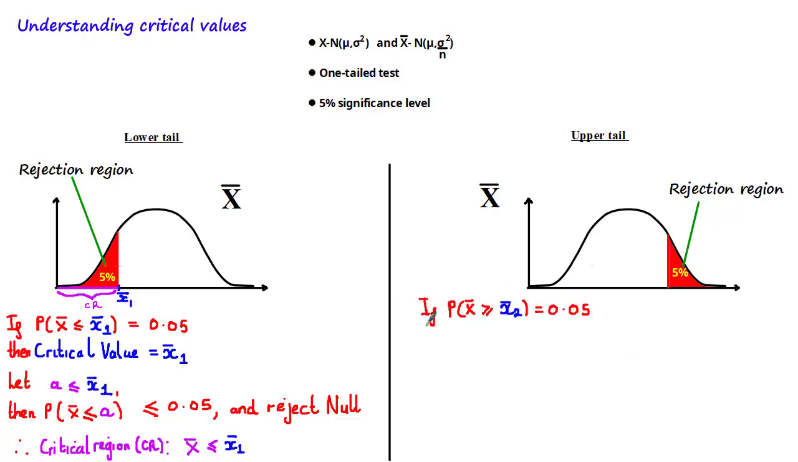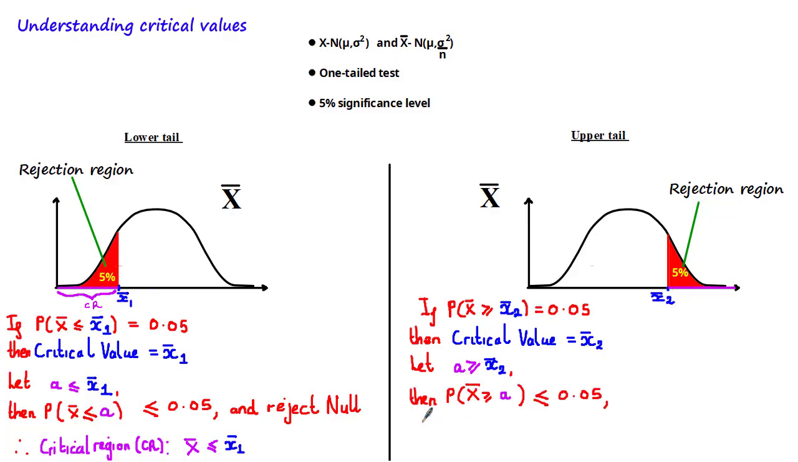So assuming we had this scenario where the probability of getting observed values greater than or equal to, say, x bar sub 2 is equal to 0.05, well then that means that the critical value must be x bar sub 2, which we can illustrate here on the diagram. So if we let A be some value which is greater than x bar sub 2, which could be any value along this purple line, well then the probability of getting observed values greater than or equal to A must be less than or equal to 0.05.